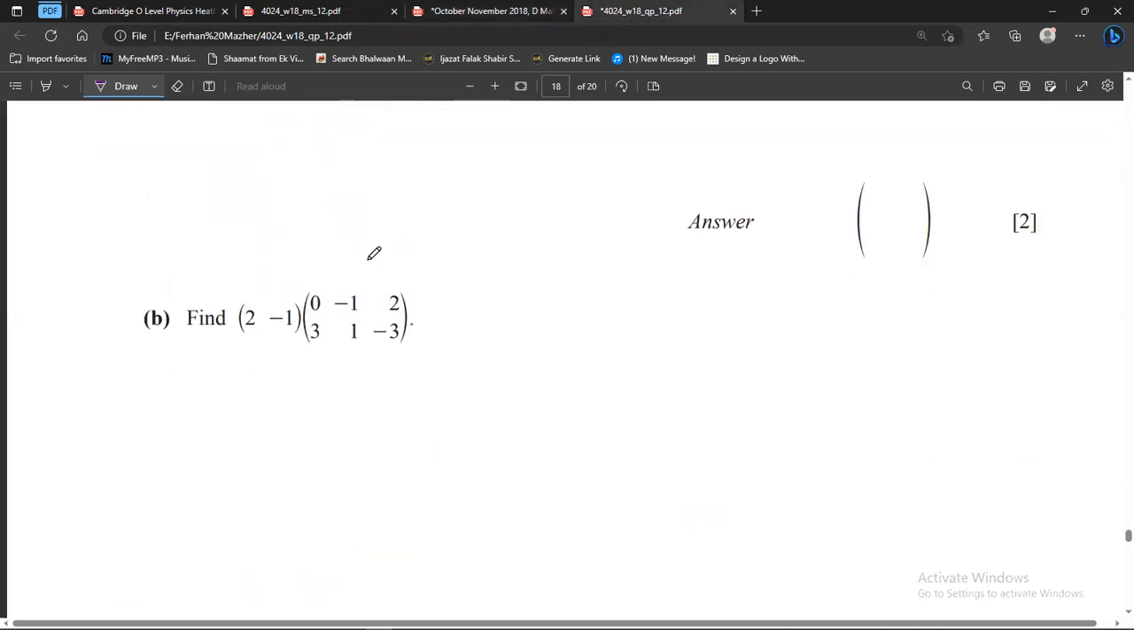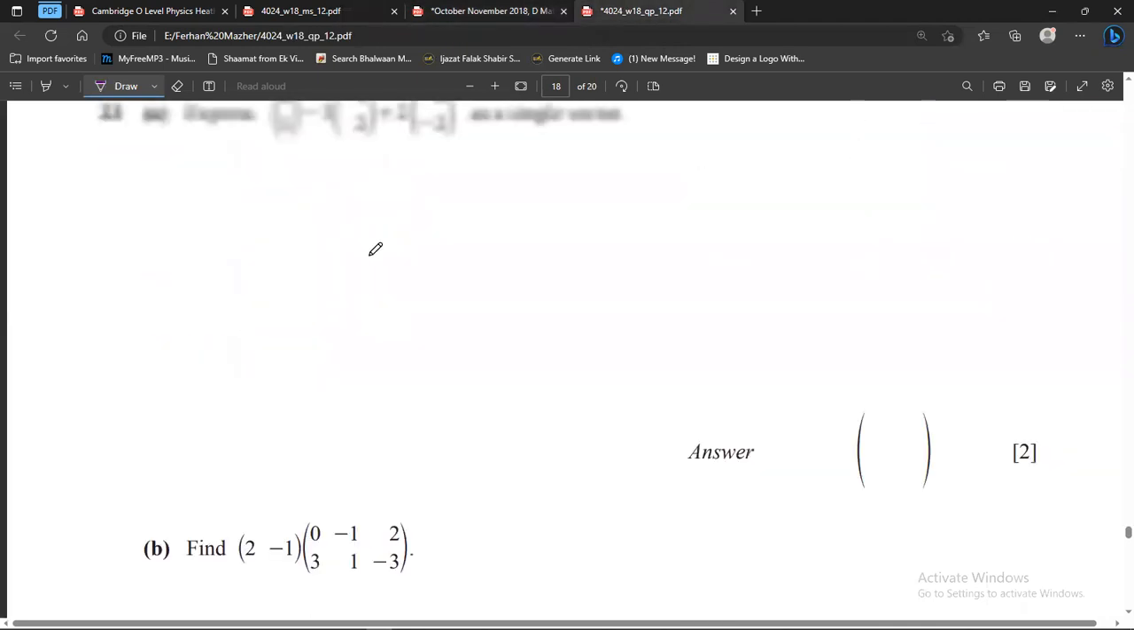Okay, then we have this question, B part. This is question number 23, B part. It's a 2 marks question. He says multiply this.